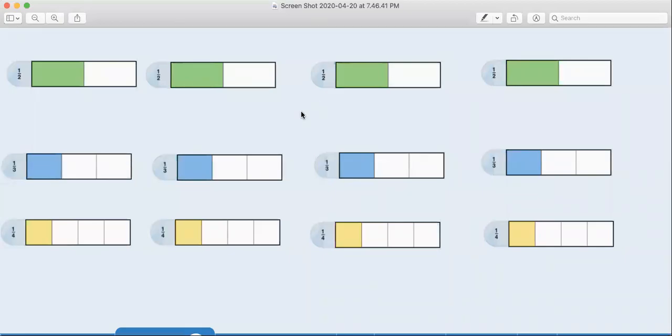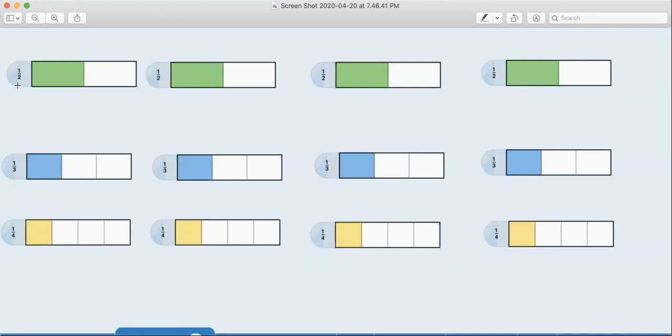All right. So today we're going to learn how to build equivalent fractions. When I teach fractions, I'm very intentional on how I get students started. So today I'm going to just focus on building fractions from unit fractions. A unit fraction is when a numerator is one.